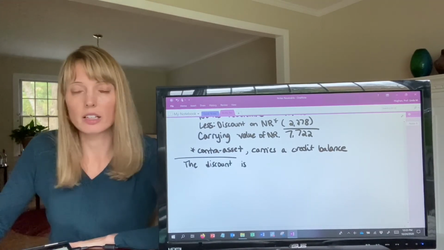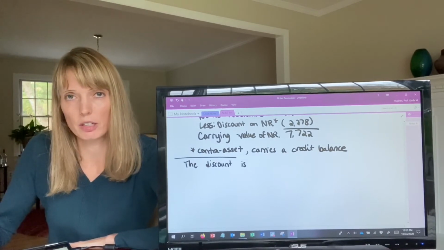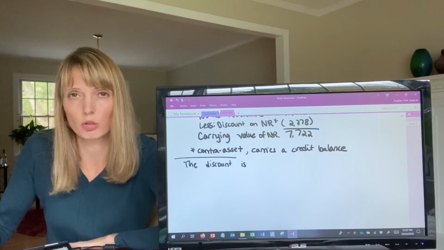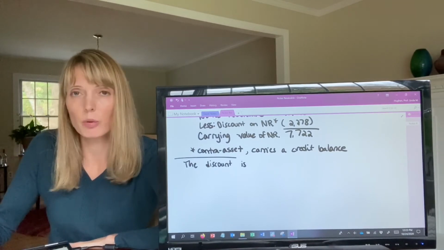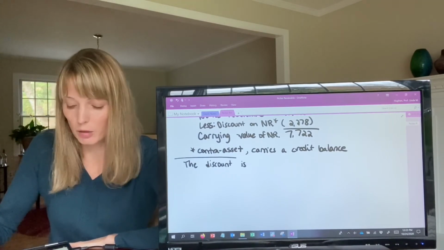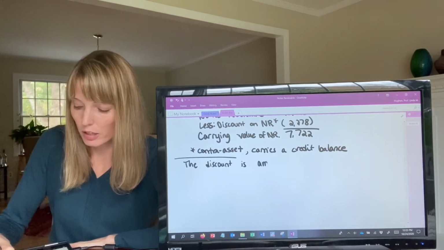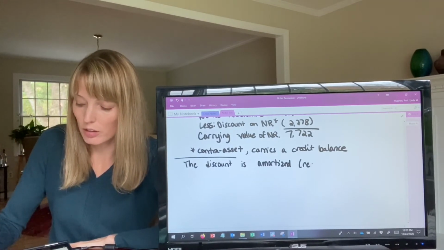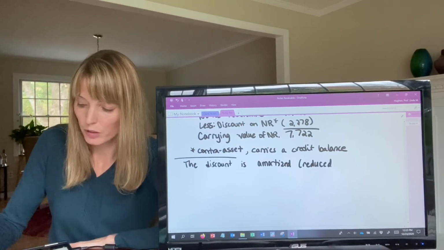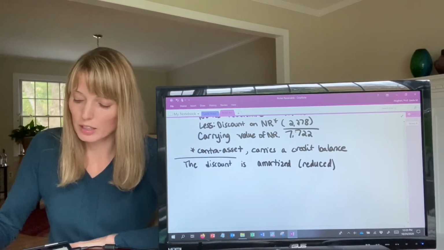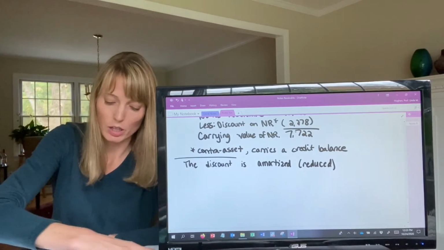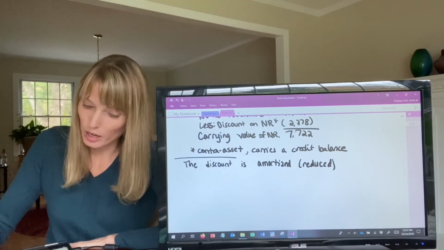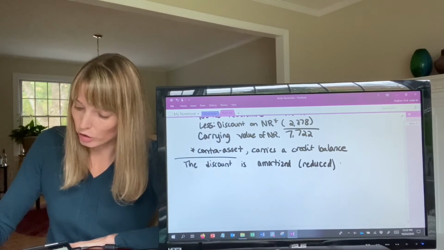It's allocated across the 3-year period, the 3-year life of this note, or the maturity term of the note. And we don't call it allocating, we say the discount is amortized. Or we can say the discount gets reduced. We allocate this 2278 across the period. The discount is amortized at the end of each accounting period as an adjusting entry.